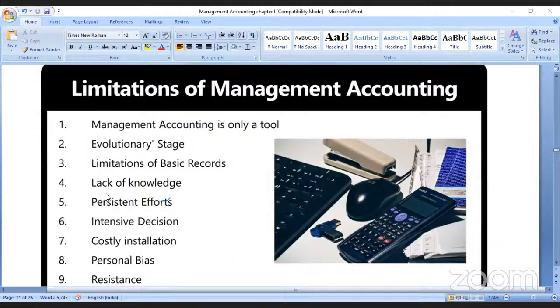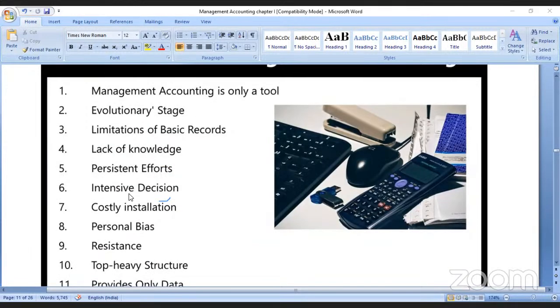Okay, lack of knowledge. If the management has knowledge about the various tools and techniques, they can take right decisions. If the management doesn't have that kind of knowledge on a particular tool or technique, they will take wrong decisions. Persistent effect: it means which one is better, A or B? Three options are there, 1, 2, 3. Which option is better? If you select one, the remaining two are neglected, right? Intensity of decision: the decision may not always be correct.